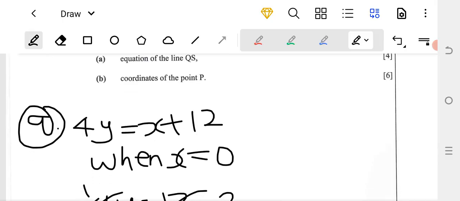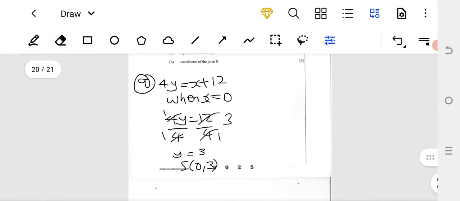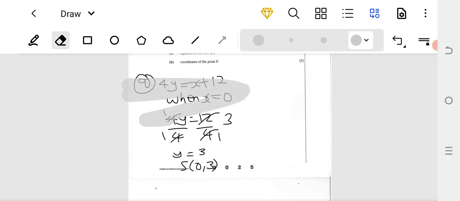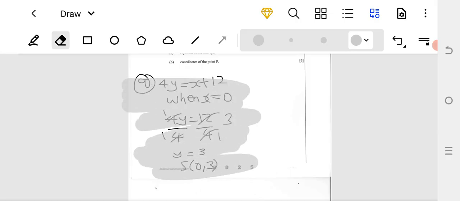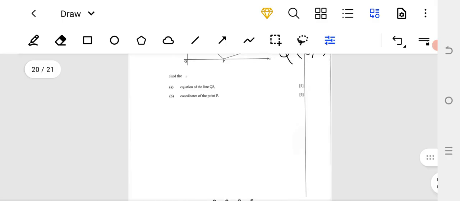So we have to find the equation of QS, where we are going to clean up to create space. So this was carrying how many marks to find the equation of QS? 4 marks.